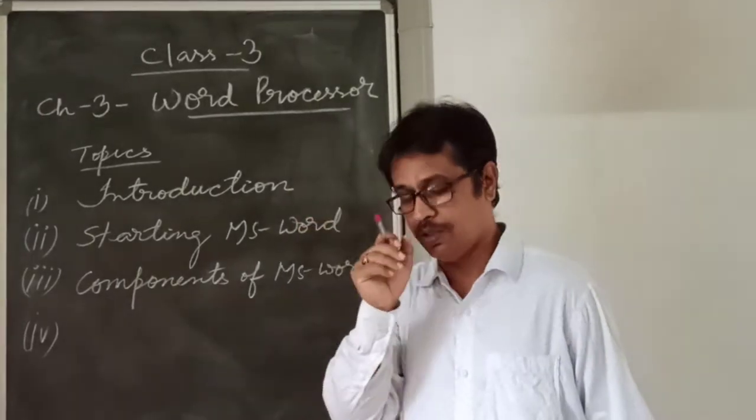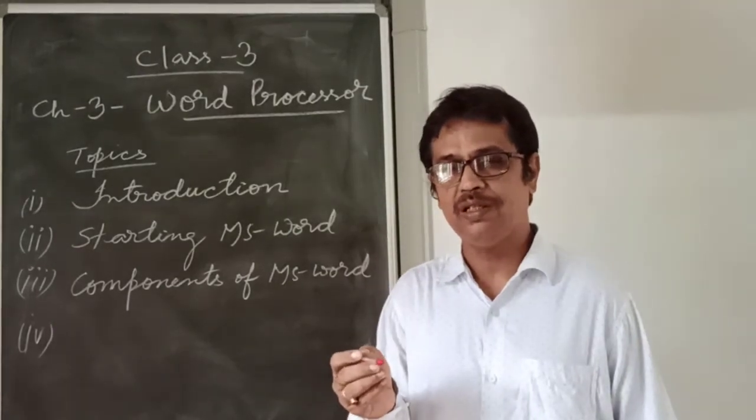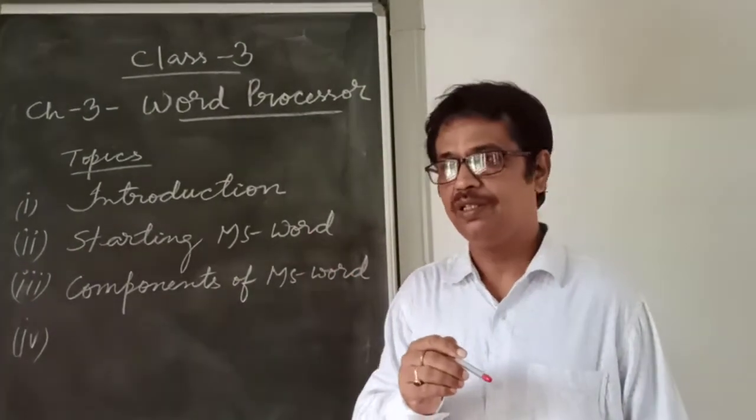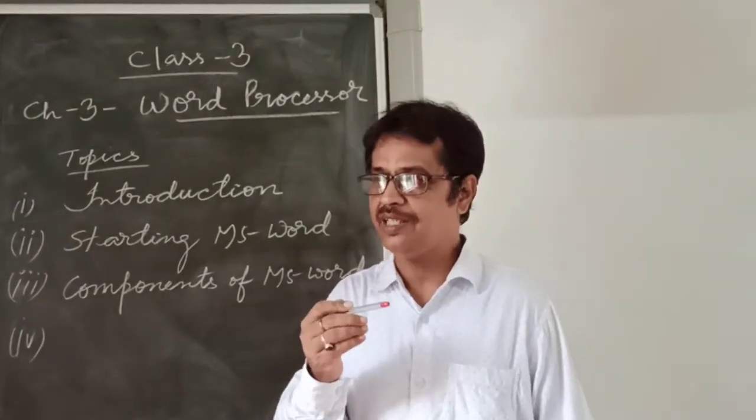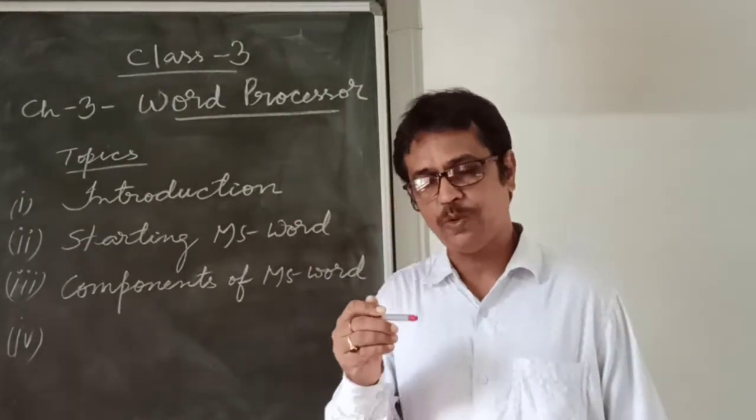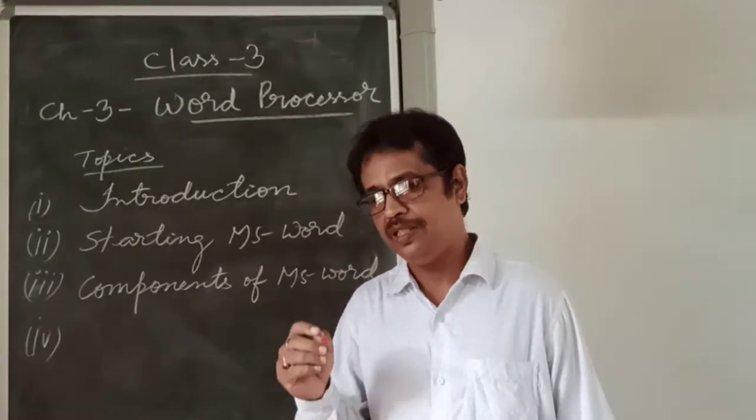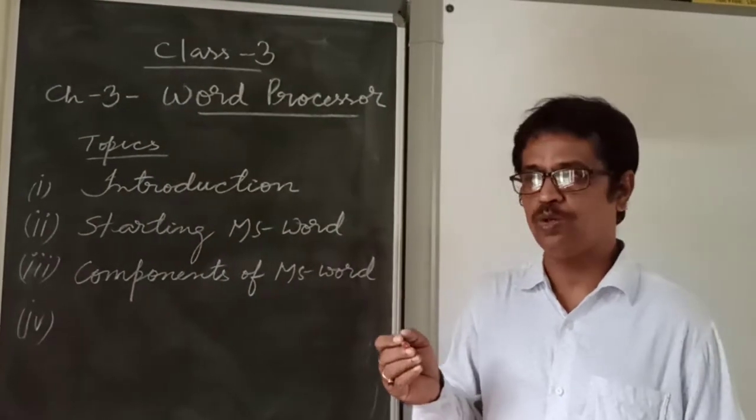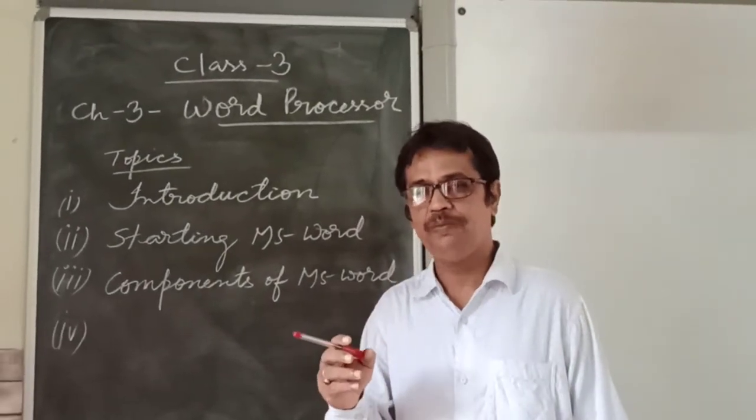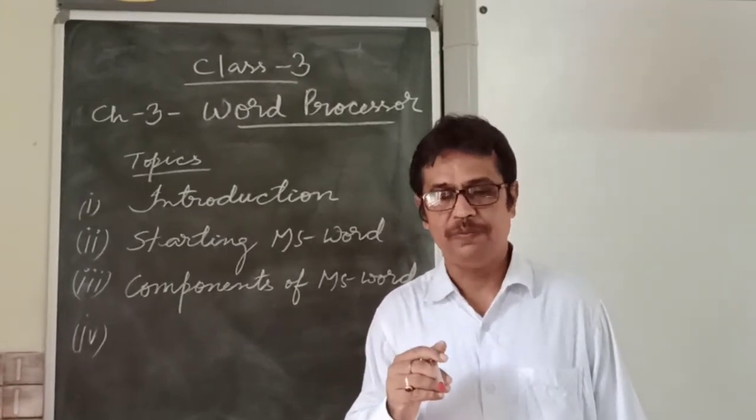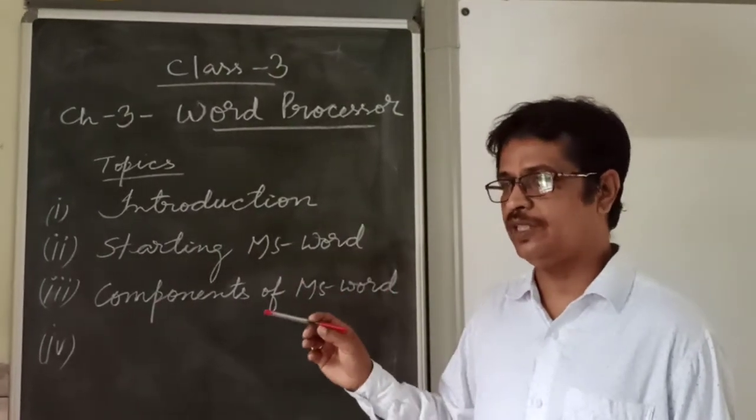What is a word processor? A word processor is a type of software where you can create your document, which means it allows you to create a document and edit a document. Edit means after creating you can make any type of changes. So word processing software allows you to create a document, edit a document, format a document. Formatting means changing the look of your text and your document, and print a document. The software which allows you to do all this is called word processing software.